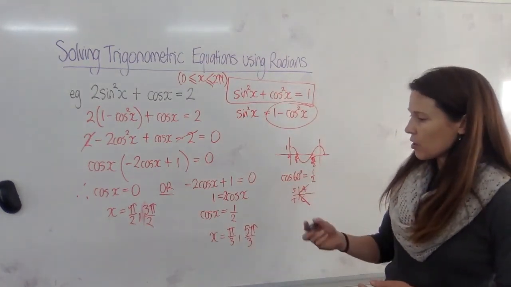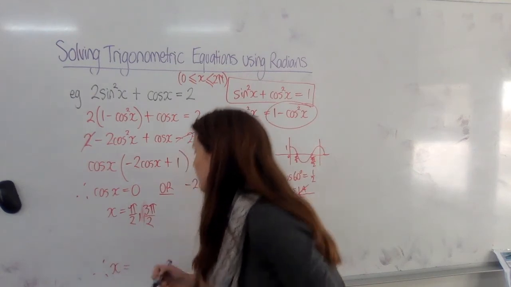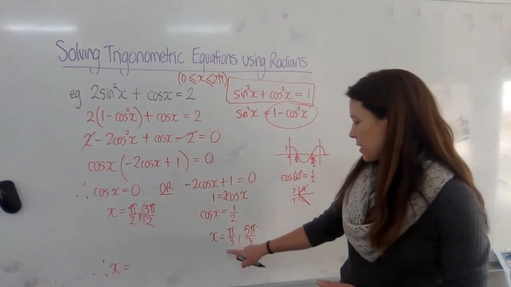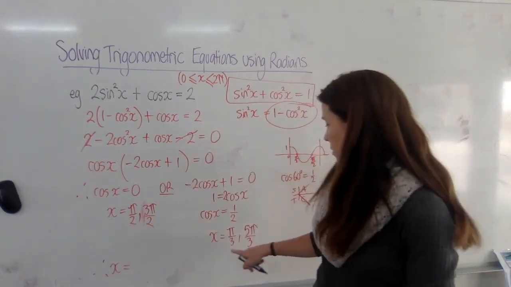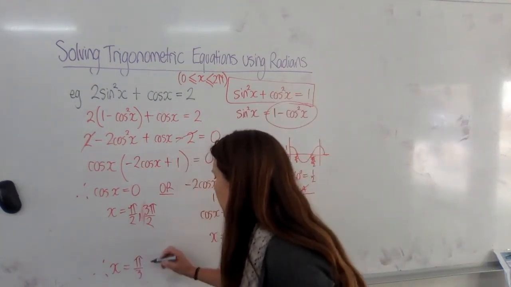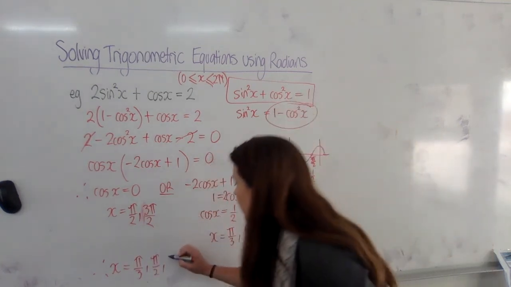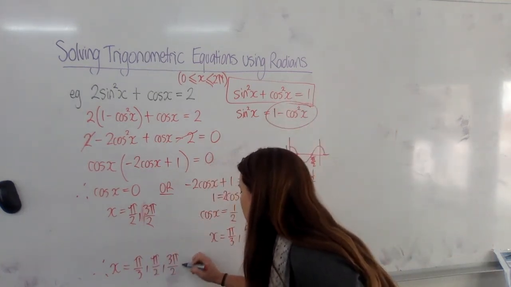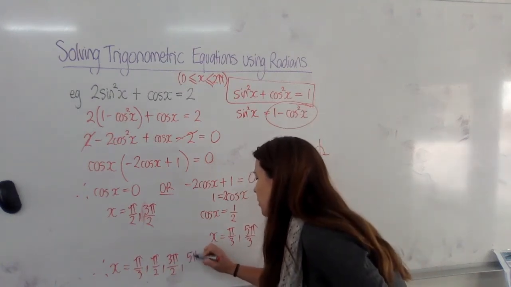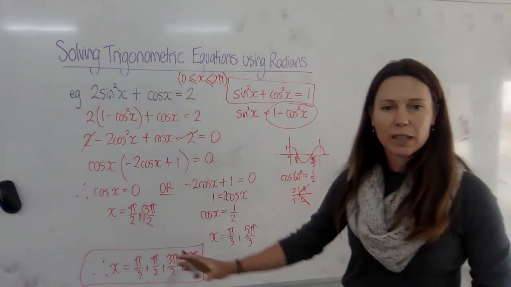Now, to make it really straightforward, when you finish a complicated question like this, you need to specify x equals, and it's kind of nice to put these answers in order, ascending. So I put this one first, pi on 3, because that's the smallest. And then I list my pi on 2, and then my 3 pi on 2, and my 5 pi on 3. And I've got all of my answers there. I put them in a box too, so it's really clear that I've finished.